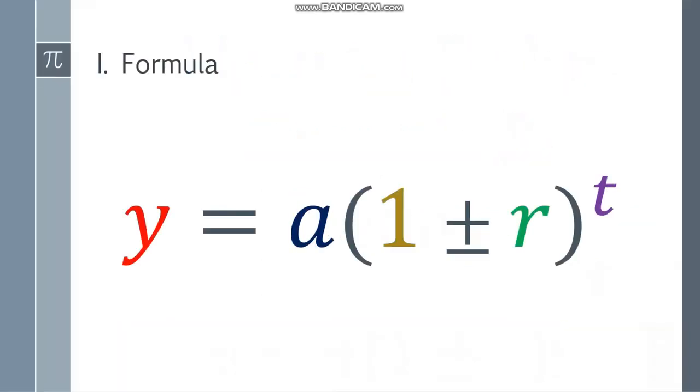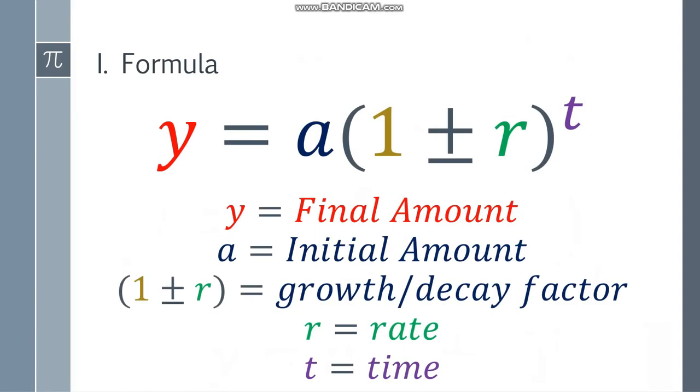Let's start with the formula. So, ang formula na gagamitin natin dito is y is equal to a times the quantity of 1 plus or minus r to the t power. So, bakit siya plus minus? Kasi ang plus, it means growth, at ang minus naman will be decay.